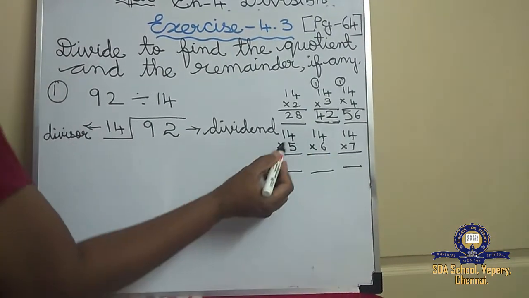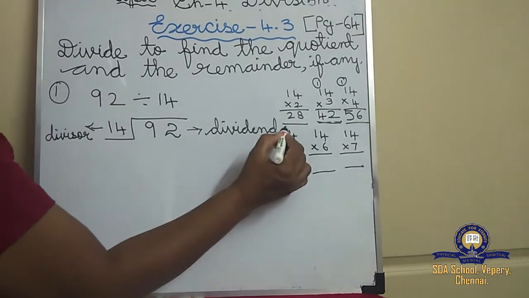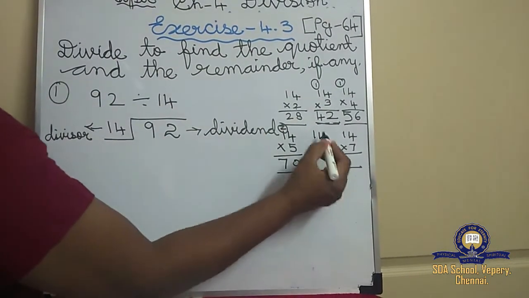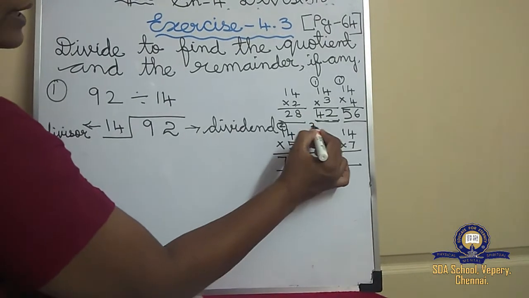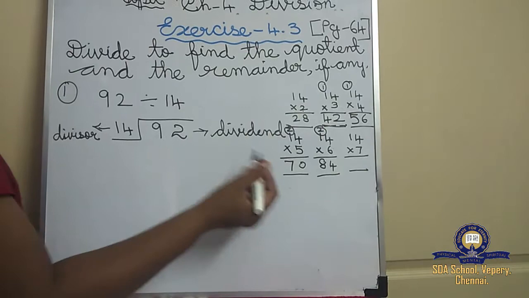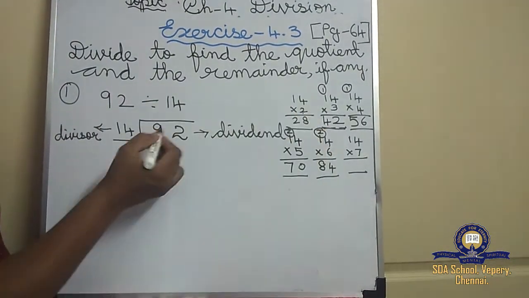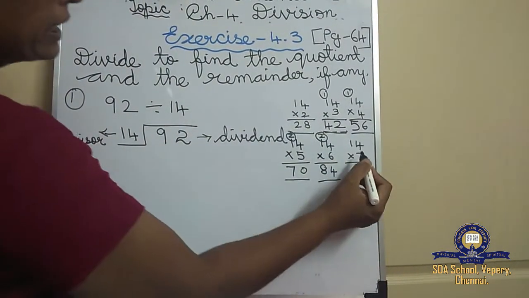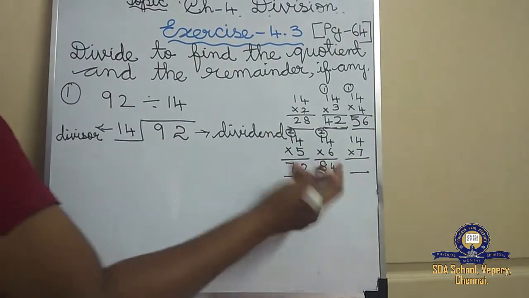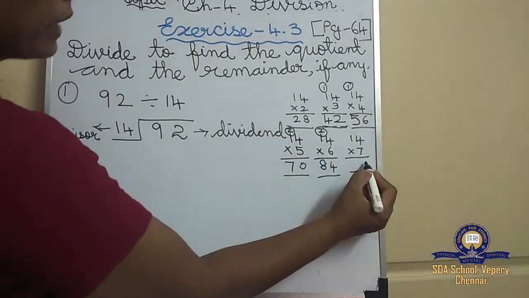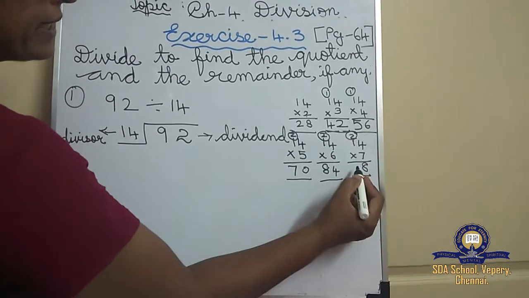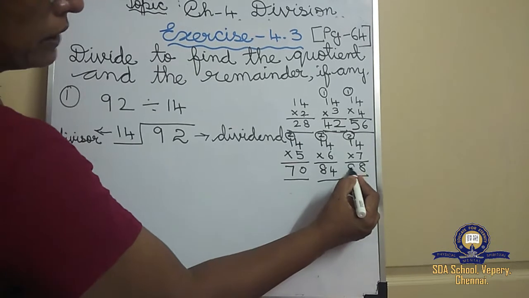Understood? So 5 fours are 20, 5 ones are 5, 5 plus 2 is 7. 6 fours are 24, 6 ones are 6, 6 plus 2 is 8. See, likewise we have to multiply till 92 comes. If 92 is not coming means we can take the smaller number before it. 7 fours are 28, 7 ones are 7, 7 plus 2 is 9, 98.